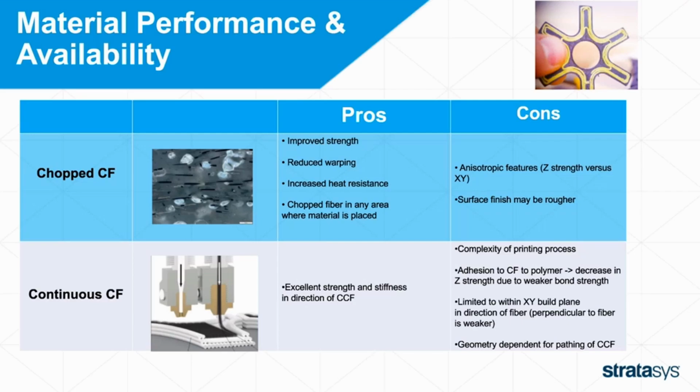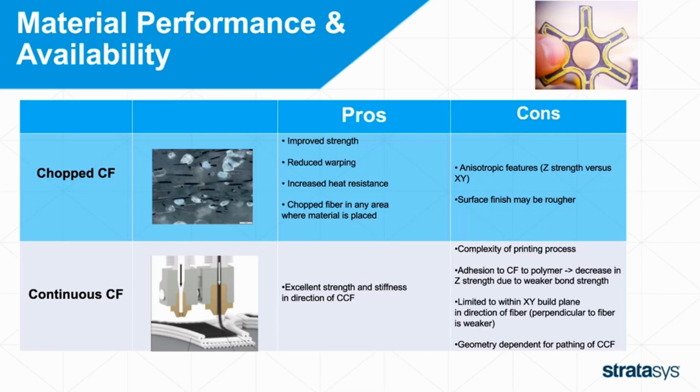The disadvantage of the chopped carbon fiber is that it's still anisotropic within the material. So we see it helping more in the XY or build plane than we do in the Z direction as we stack up those layers. And depending on how much carbon fiber has been added into the material, the surface finish might be rougher. We have a nylon 12 CF material, and that is a little bit rougher than our nylon CF10, just because it has a much higher amount of fiber within the material.